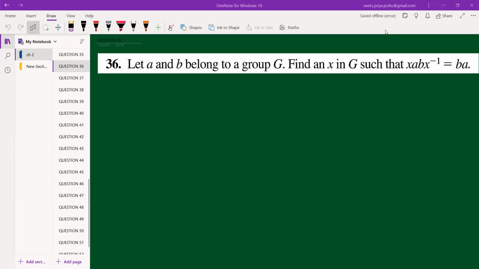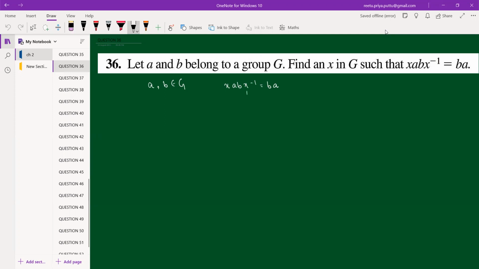So let's get started. Here the question is saying that let A and B belong to a group G. So A and B belong to the same group G, and we have to find X such that this is satisfied. Basically, we have to find one X. We need not find many X. There could be more than one correct option for this, but we have to find only one such X, so we will be focusing on that only.